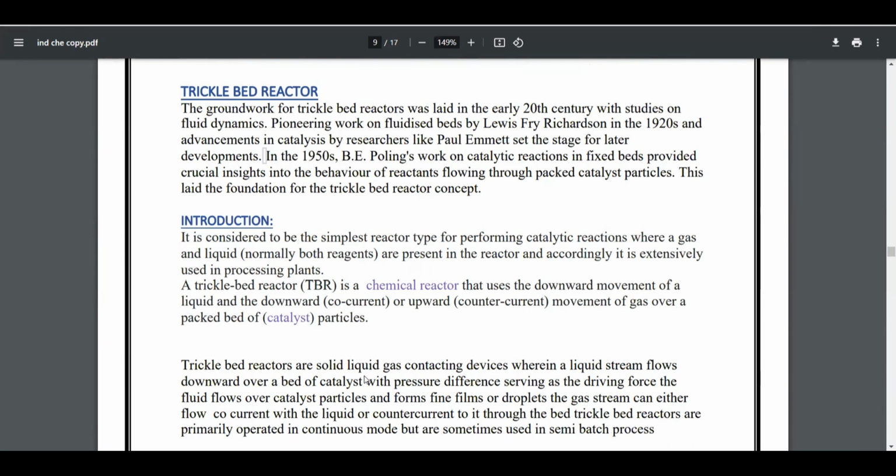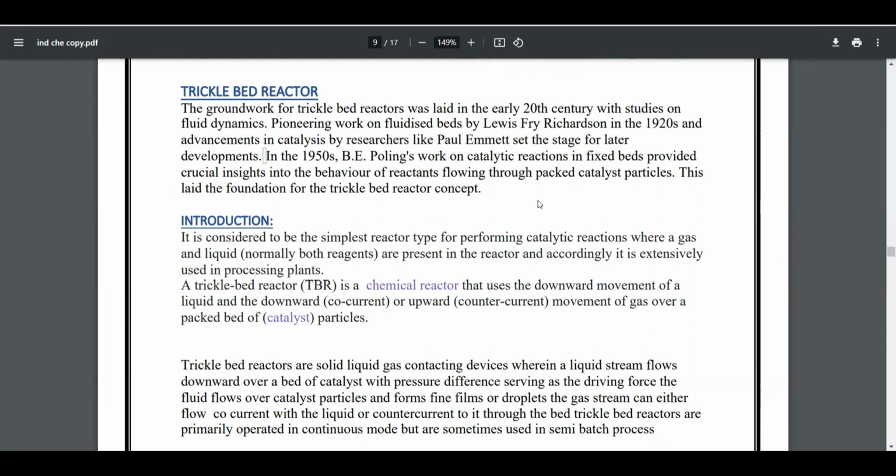Talking about its history, in the early 20th century, the groundwork for the trickle bed reactor was laid with the studies on fluid dynamics, and then in the 1920s, Lewis Ferry Richardson was the person who was working on catalysis, and that set the stage for later development. And then in the 1950s, many scientists observed the behavior of reactants flowing through the packed catalyst particles, and this laid the foundation for the trickle bed reactor concept.